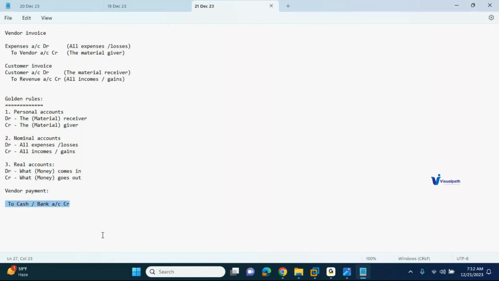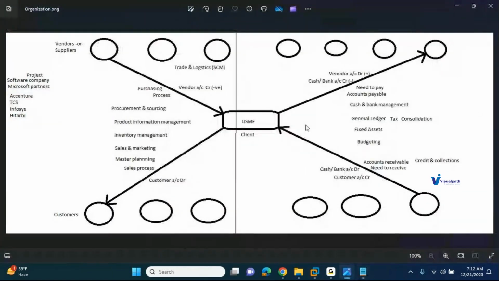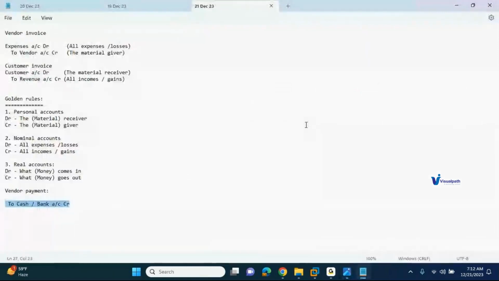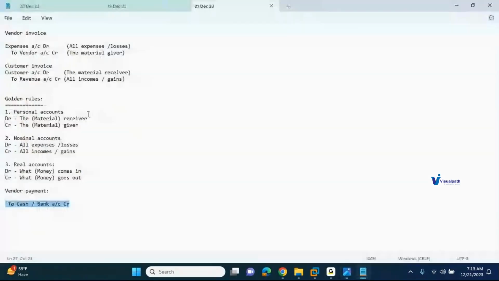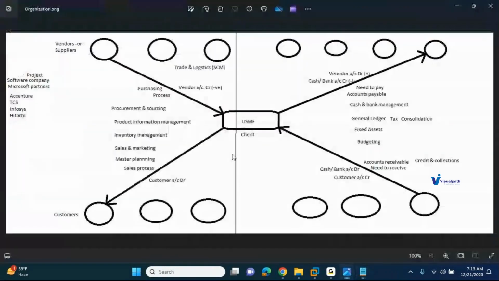Money is going out. If you look at the organization, the entire content I'm teaching now is my own design. I created these words, like material and money, for better understanding. This structure is my own. I have created it for the participants, whoever they are.